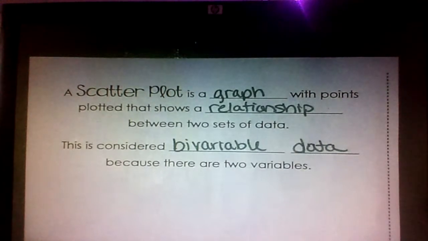Why are we calling it bivariable data? It's two variables. What does bi mean? Two, like bicycle, two wheels. So bivariable data because you have two variables.